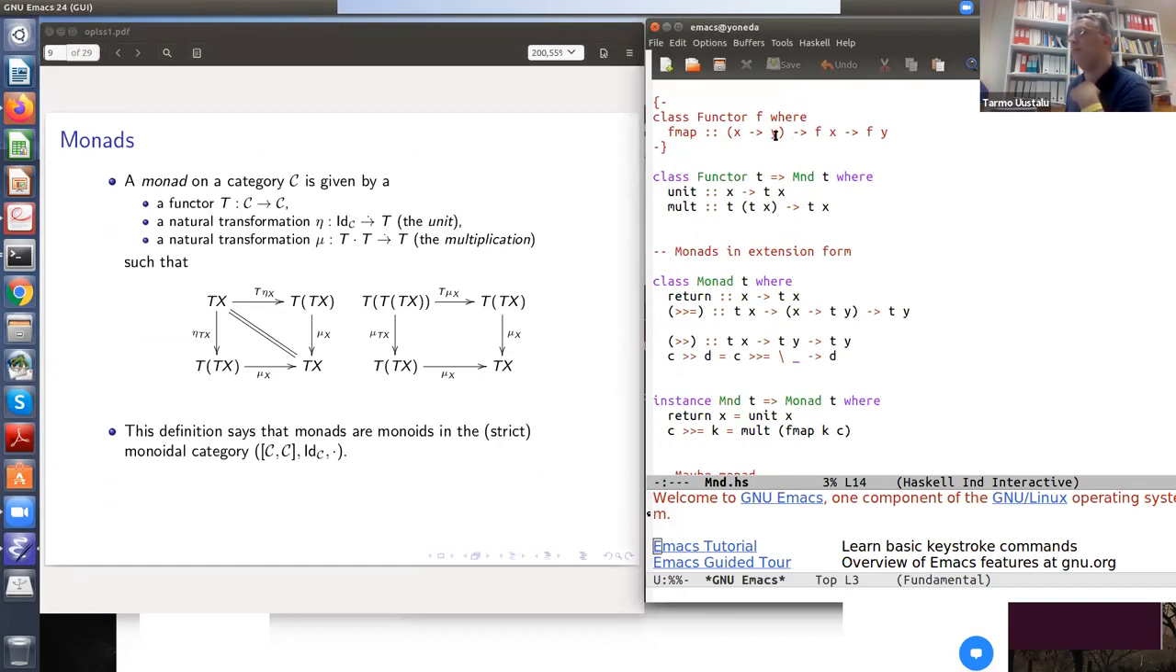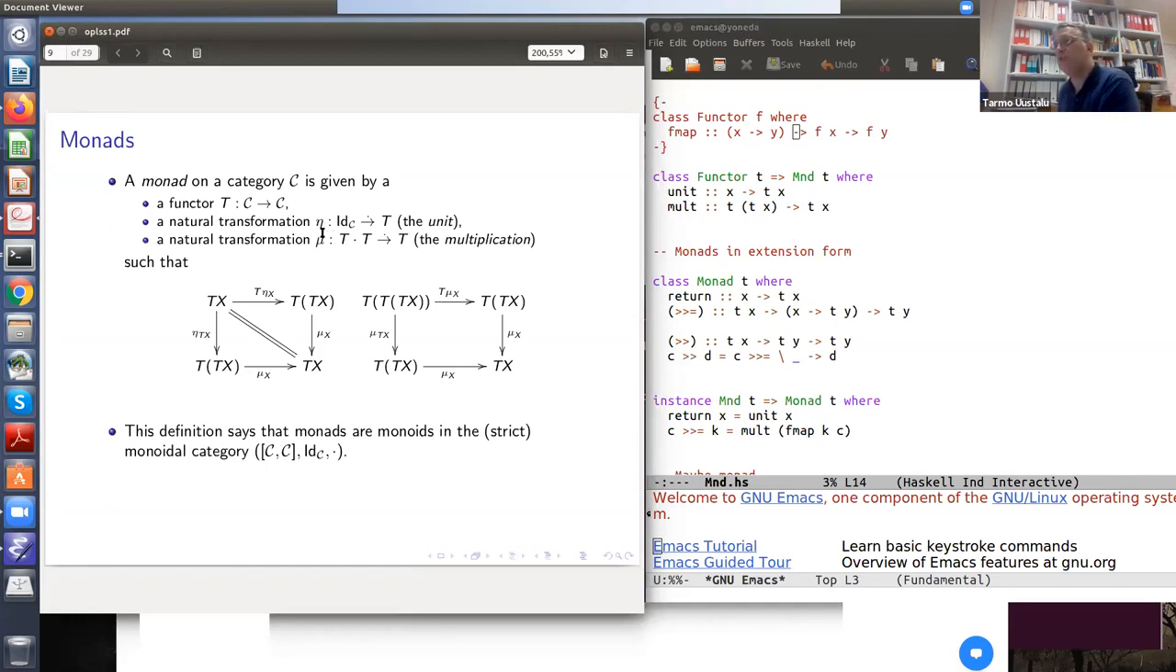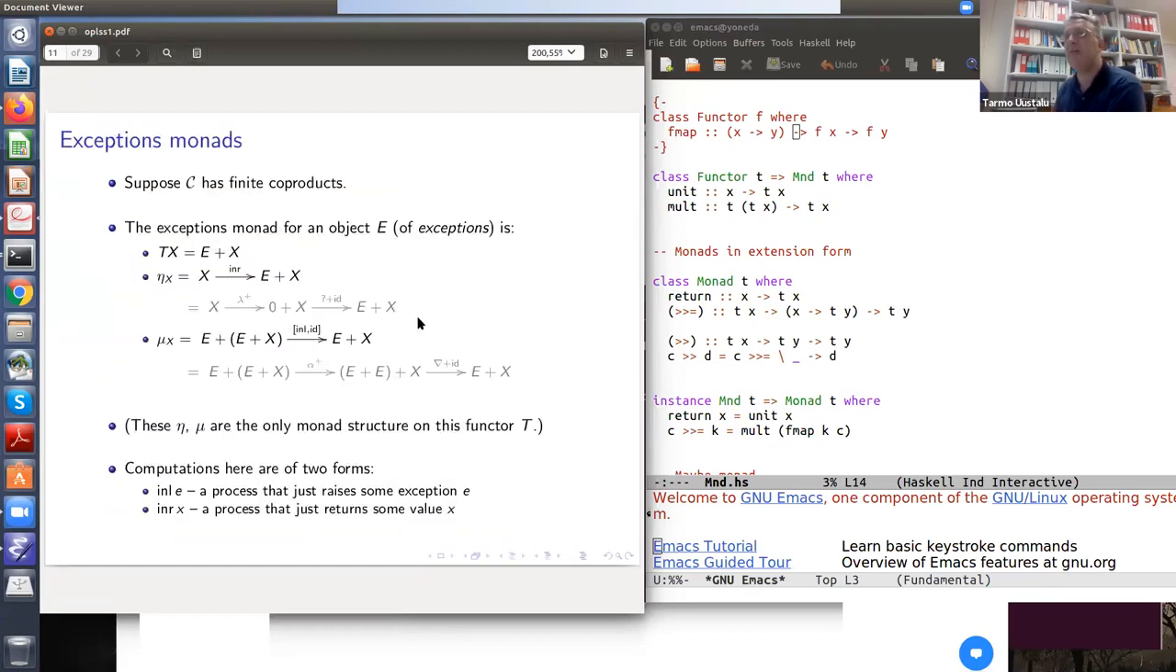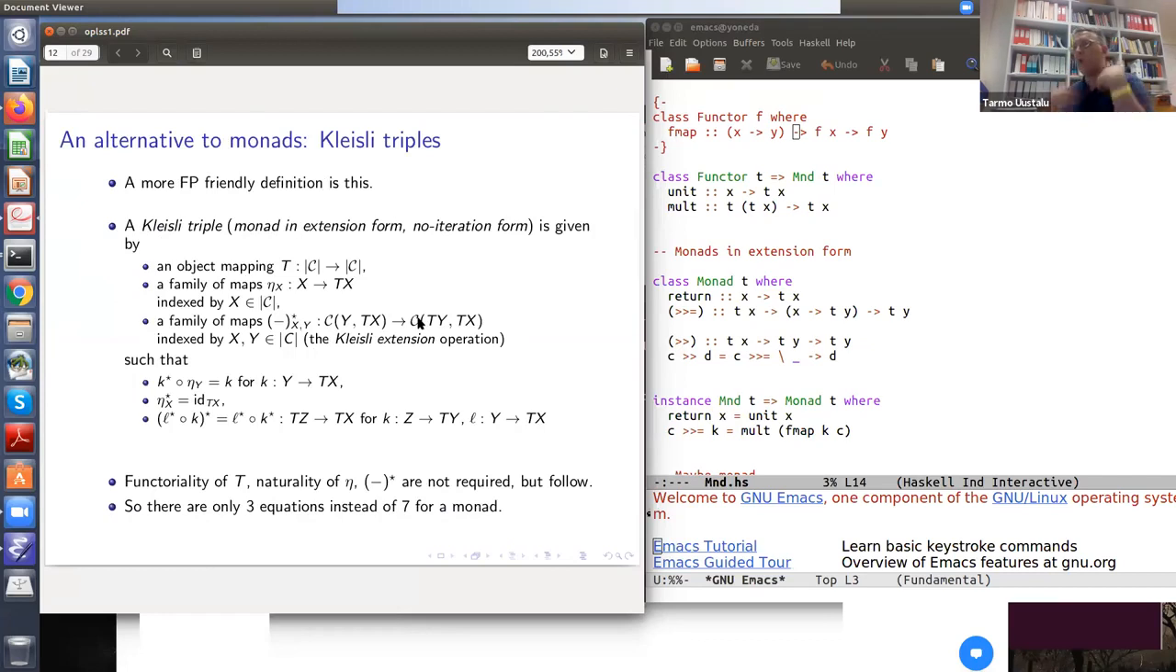has to preserve identity and composition. So here's two equations hidden. And for a family of functions to be a natural transformation, each of them includes one equation. So altogether, we've got 1, 2, 3, 4, 5, 6, 7 equations here. In the case of the other format where we arrive now, there are only 3 equations. And what we do is slightly different. So in category speak, people call it Kleisli triples or monads in extension form or no iteration form. If you just run into these words, they don't mean much more than exactly this.